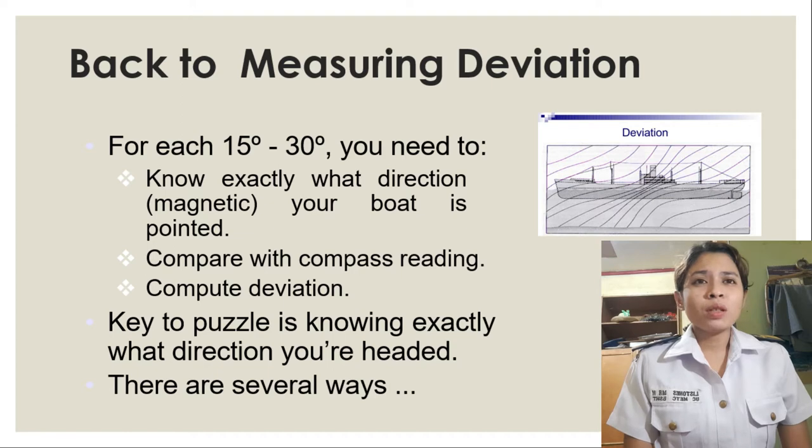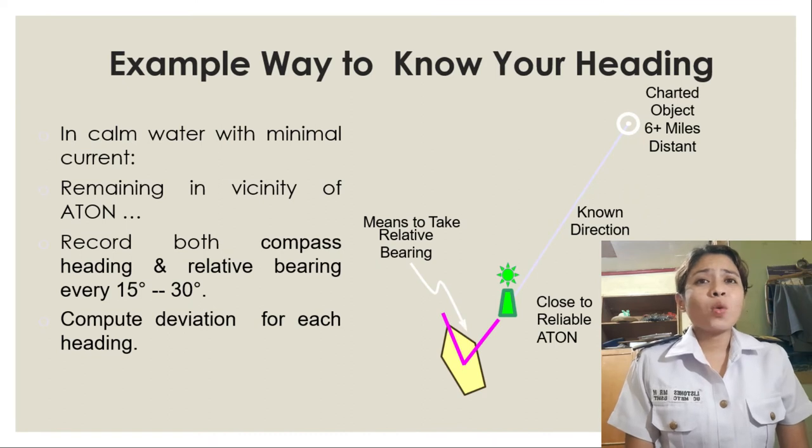There are people skilled in compass adjustment who can issue a card for a particular compass with the deviation listed for changes in the direction. This is particularly important for headings where significant deviation exists. So these are the example ways to know your heading. Before we start, let's have a recap of what a heading is.